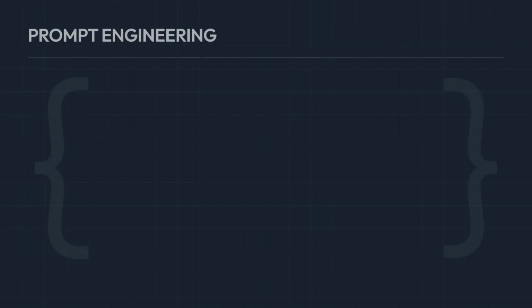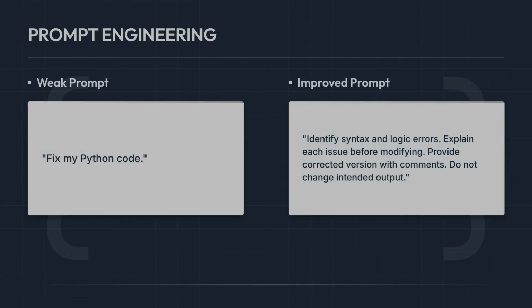In information technology, precision is everything. Asking an AI to fix code without giving guidelines can lead to complete code rewrites that change the program's actual logic. Let's see how to prevent this. An improved programming prompt instructs: review the Python code below. Identify syntax errors, logic errors, and security risks. Explain each issue before modifying, and do not change the program's intended output.